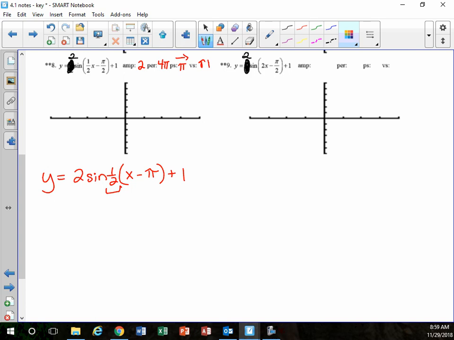Okay, that's a lot of stuff. So let's think about labeling everything. What's my x-axis going to become? Four pi is the period, right? So what are the other tick marks going to be? Always, always, always label before you do anything else.